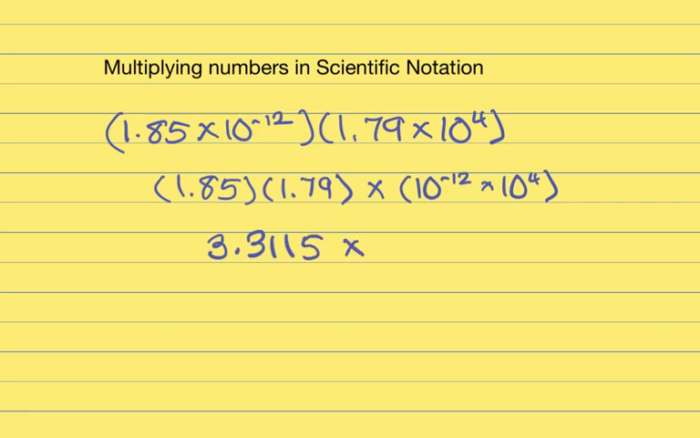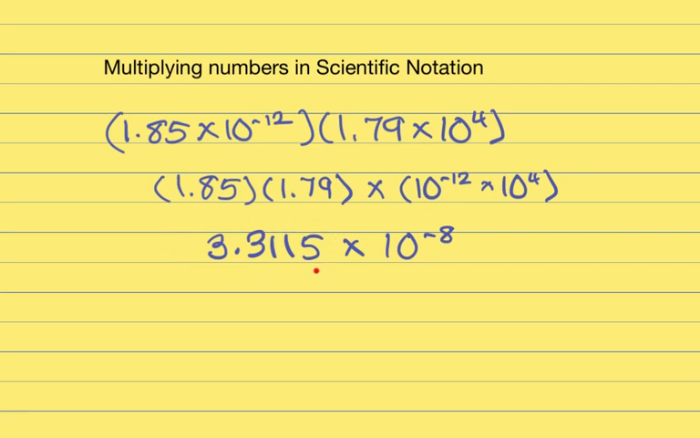And then, of course, whenever I'm multiplying numbers that have the same base, I just add the exponents, right? So negative 12 plus 4 will become a negative 8. So my answer would be 3.3115 times 10 to the negative 8th. Sometimes when you're doing this, you might get a number right here that is not a number between 1 and 10. And remember, this always has to be a number between 1 and 10.